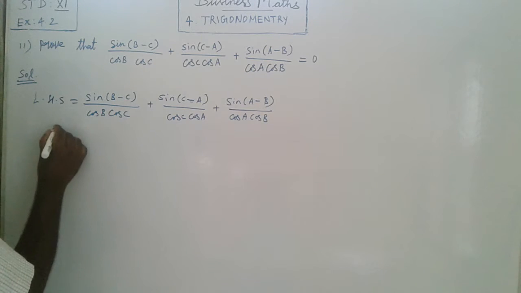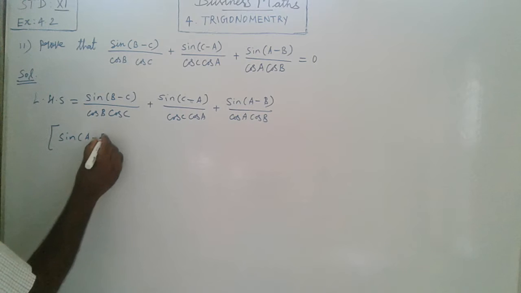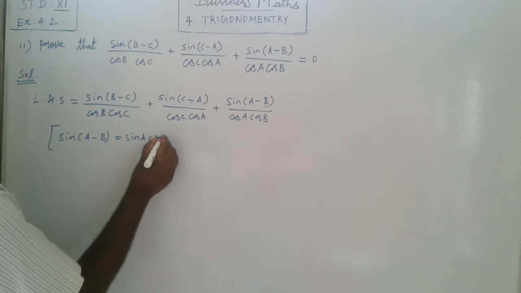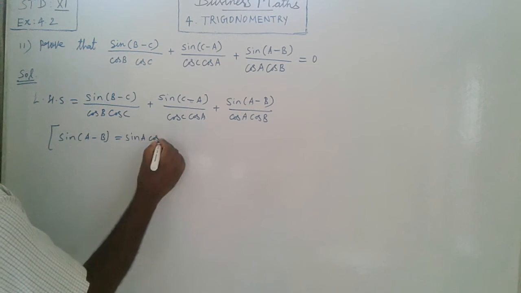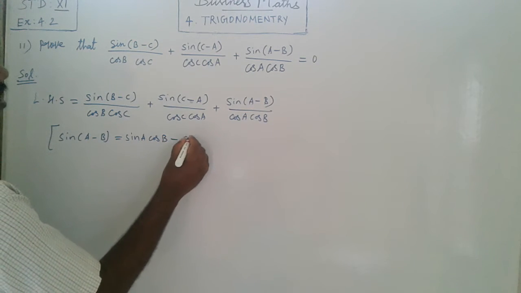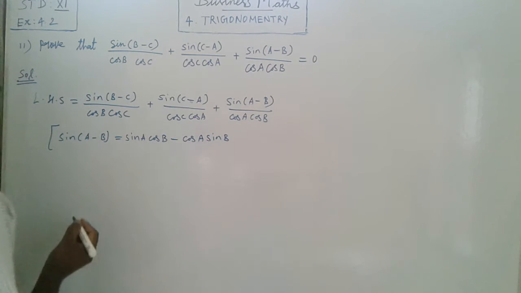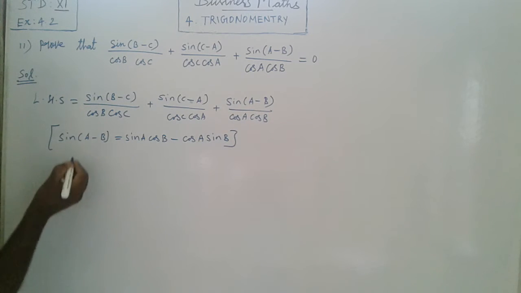So we know the formula: sin(a minus b) equal to sin a cos b minus cos a sin b is the formula. So we should substitute the formula here.